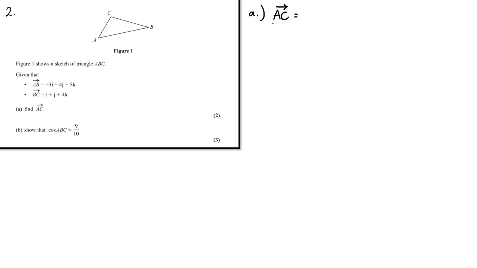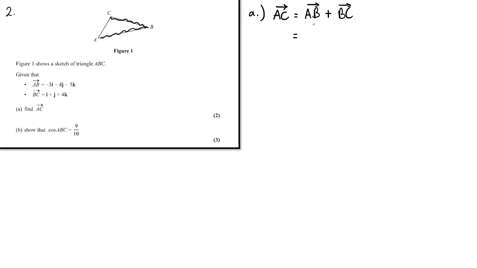So let's take a look at part A first. If we want to simply find the vector AC here, well, we know the vector AB, and we also know the vector BC. So if I want the vector AC, then we need to take the vector AB and add the vector BC. Okay, so that's going to be the vector AB plus the vector BC. And we already know these vectors, so this is rather straightforward.